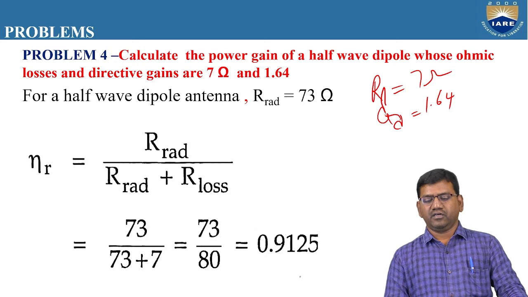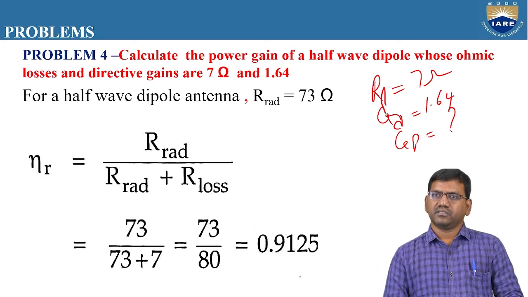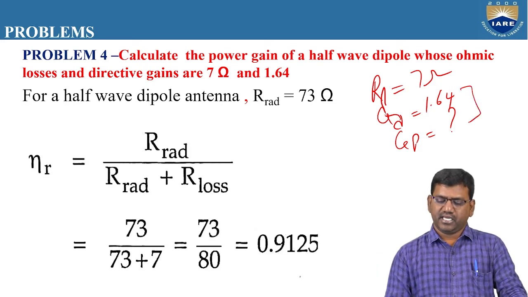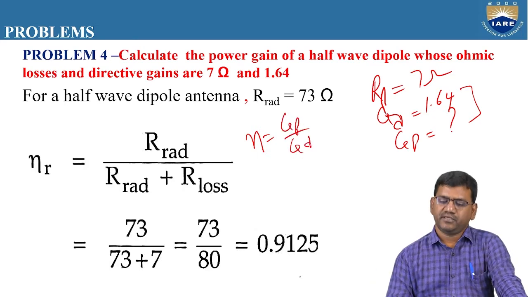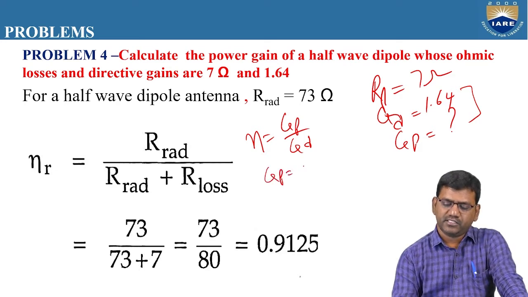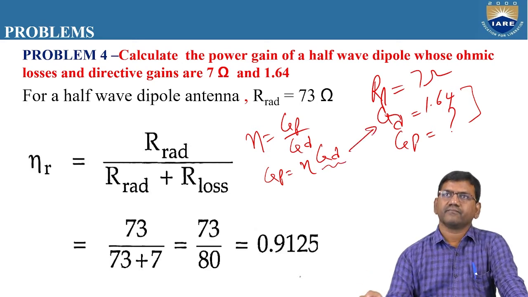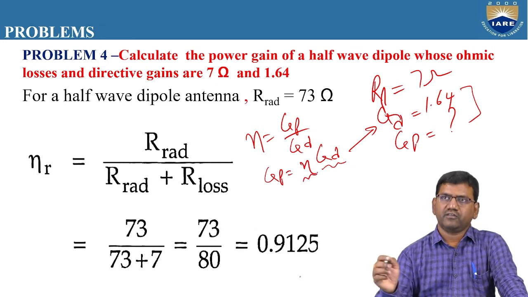So in order to calculate the power gain, we know there is a relationship between GP and GD: eta is equal to GP by GD. But what is GP? GP is equal to eta into GD. Here the directive gain is given as 1.64, but we don't know the value of eta.